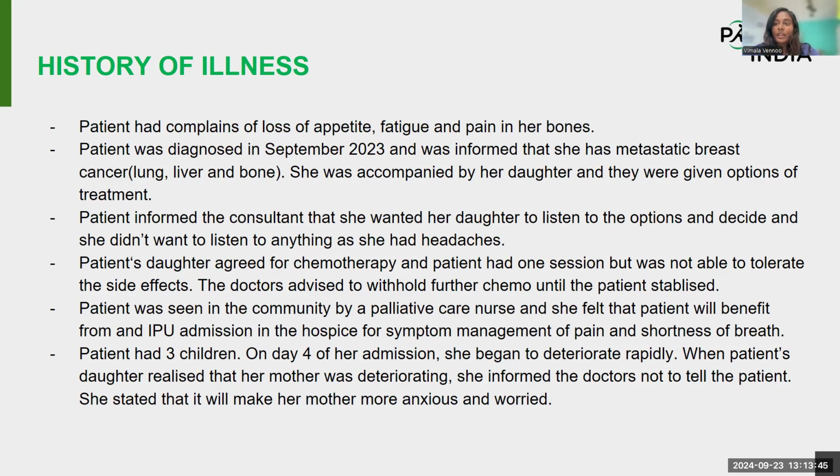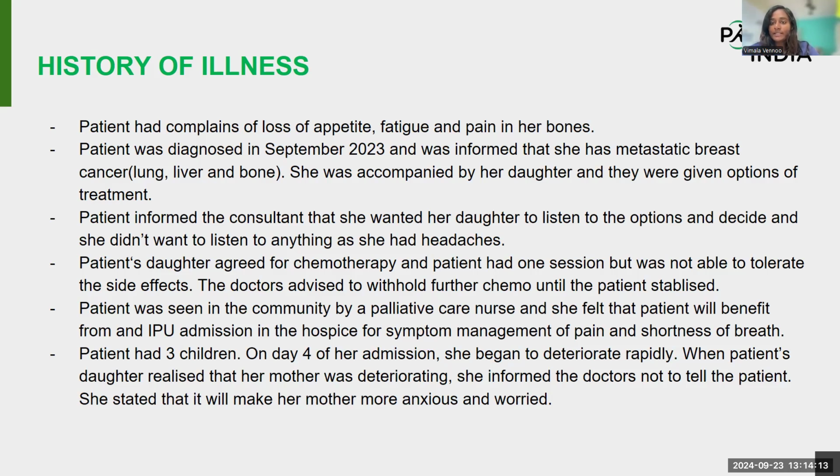Then when the patient went home and was seen by the community palliative care nurse, the nurse felt that she would benefit from an inpatient admission because the hospice can manage her symptoms and shortness of breath, since they couldn't control it in the home setting. So the patient came into us, and for background, she has 3 children, 2 sons and a daughter. On day 4 of her admission, she began deteriorating rapidly.